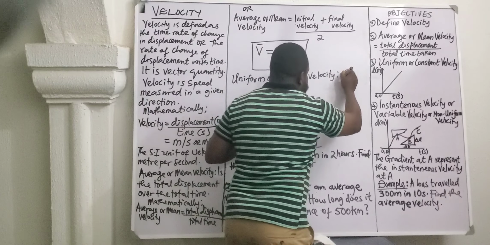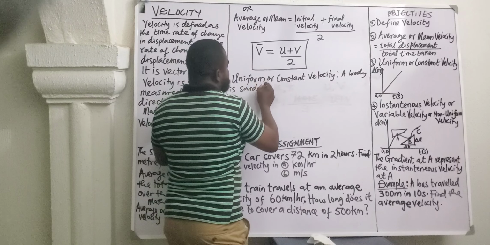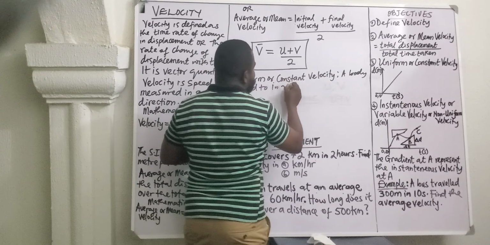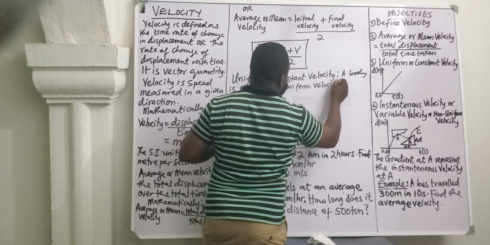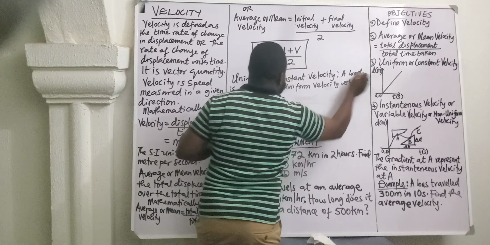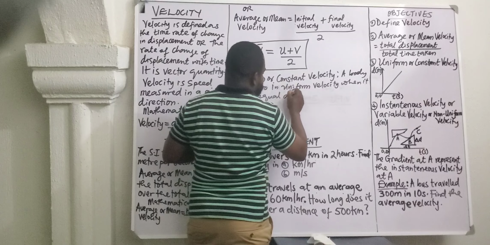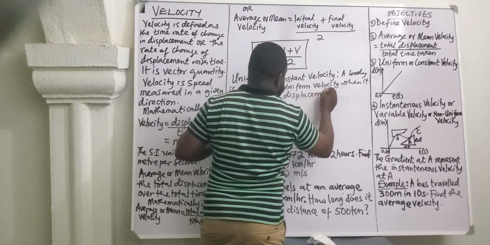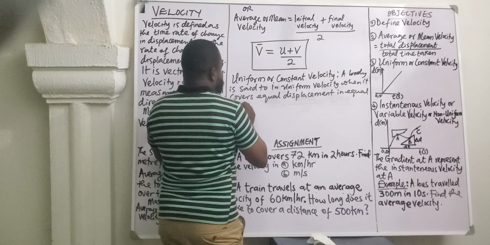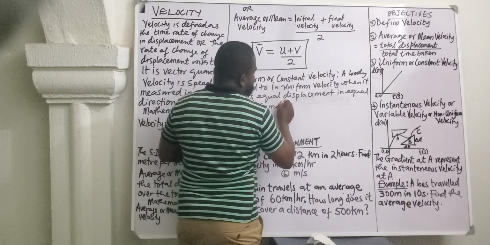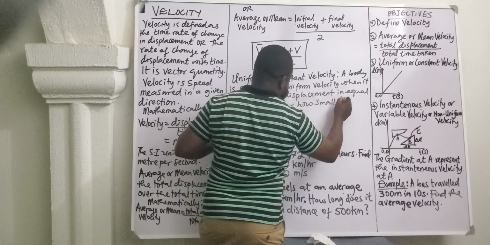So I said a body is said to be in uniform velocity when it covers equal displacement in equal time, no matter how small the time interval may be.